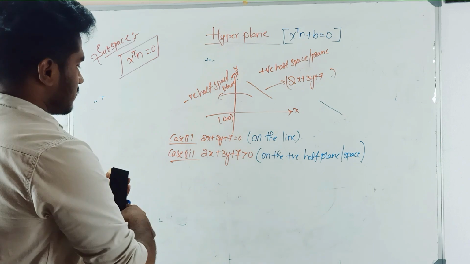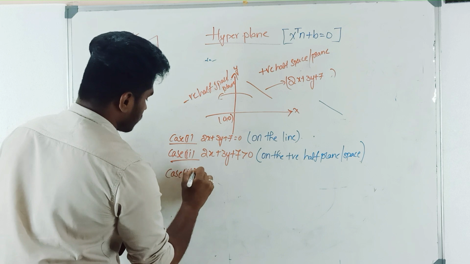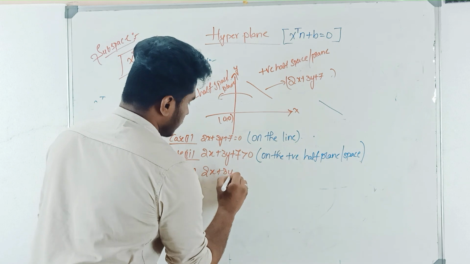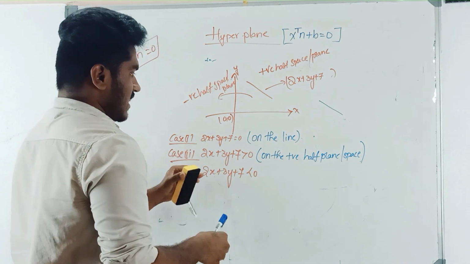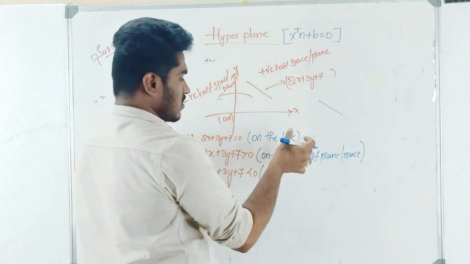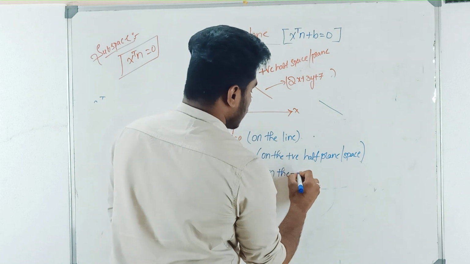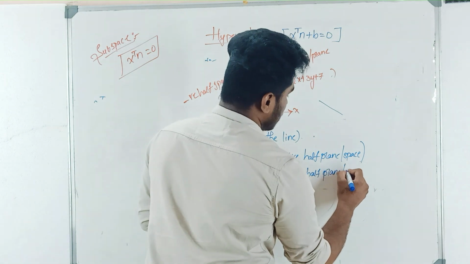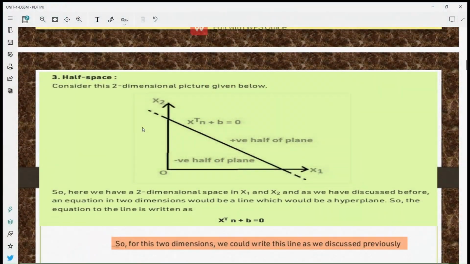So in case 3, if 2x plus 3y plus 7 is less than 0, in this particular case it lies on the negative half plane or the space, right?